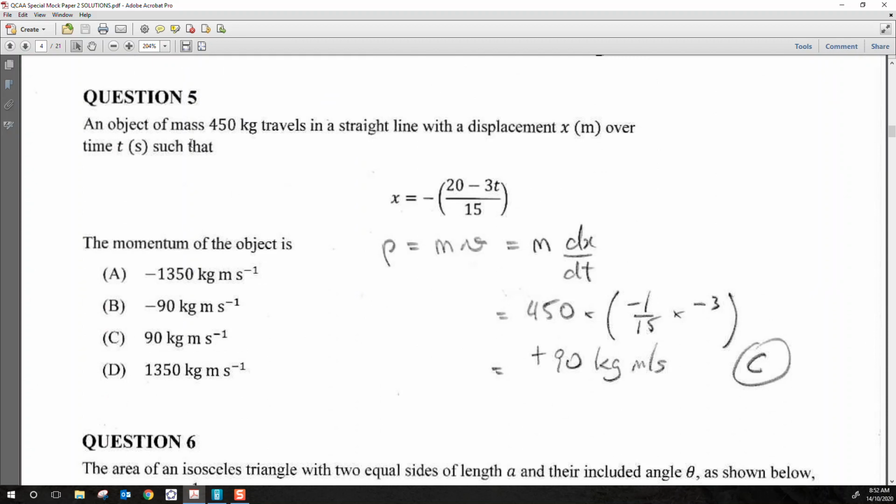For this one, an object has a mass of 450, travels in a straight line, displacement x over time.